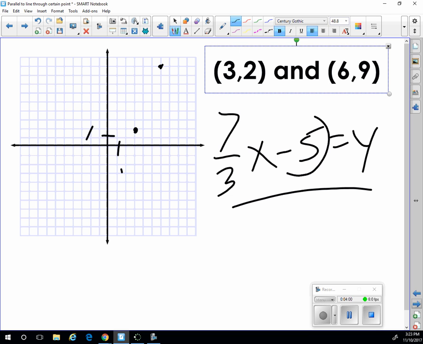This line crosses the y-axis at negative 5: 1, 2, 3, 4, 5. And then from there we go up 7 and over 3, sorry. And so maybe I should do those ones in blue. So there's that one, and then I go up 7 and over 3, up 7 and over 3, there we are. It's right on those points. It's almost like math works.